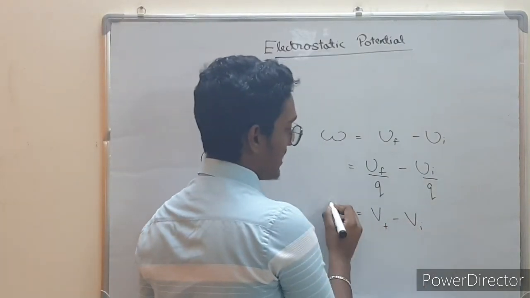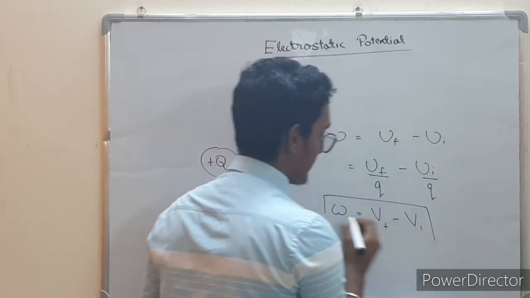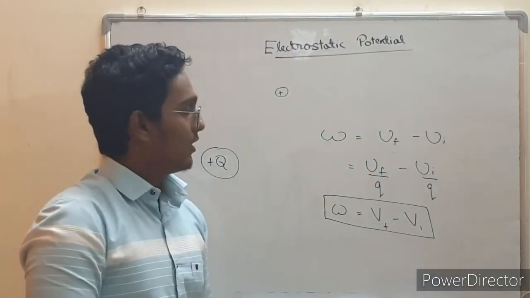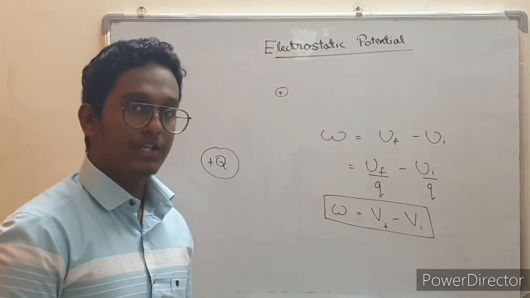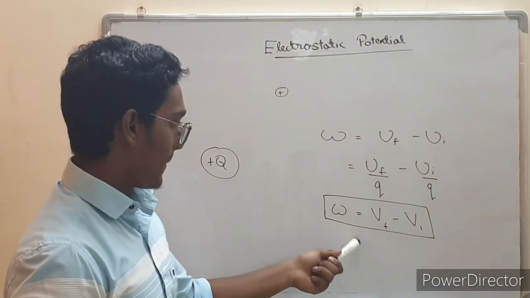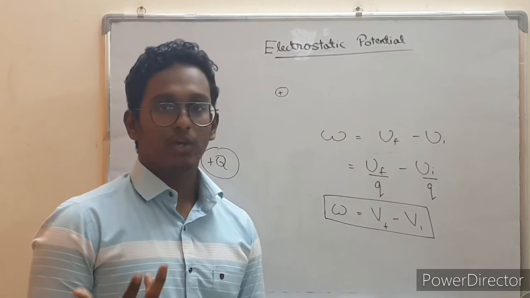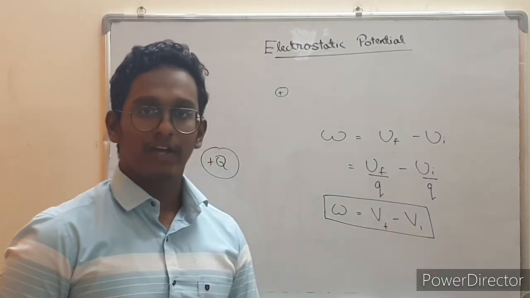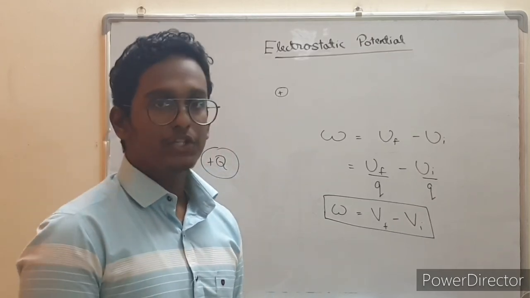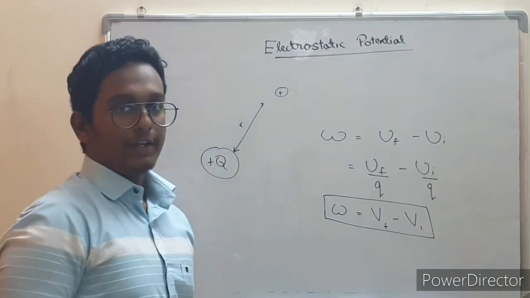Vf minus Vi is also work done, but it won't have the same magnitude as the initial case, but this is the one we use. The difference in the electrostatic potentials gives us a more convenient result. So this is the expression. Now we always have the choice of choosing which we want to be the initial and final positions. Let's say you need to find the potential at this point, which is at a distance r away.